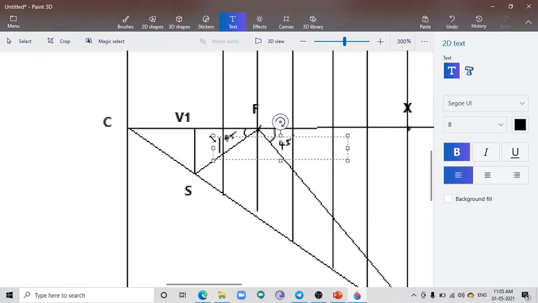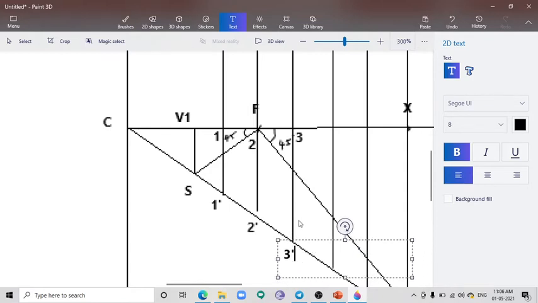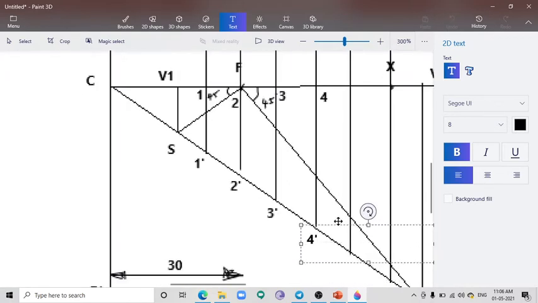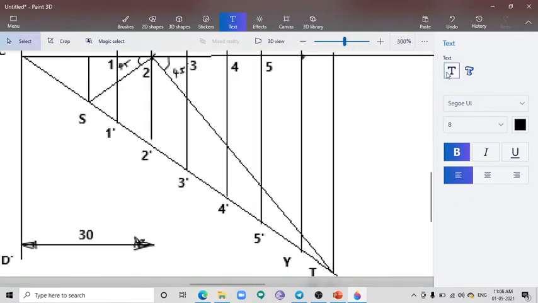So namings to be given as 1, 1 dash, this point is to be named as 2, and here it is 2 dash, 3, 3 dash, 4, 4 dash, 5, 5 dash, and for me it's the last line 6, 6 dash.